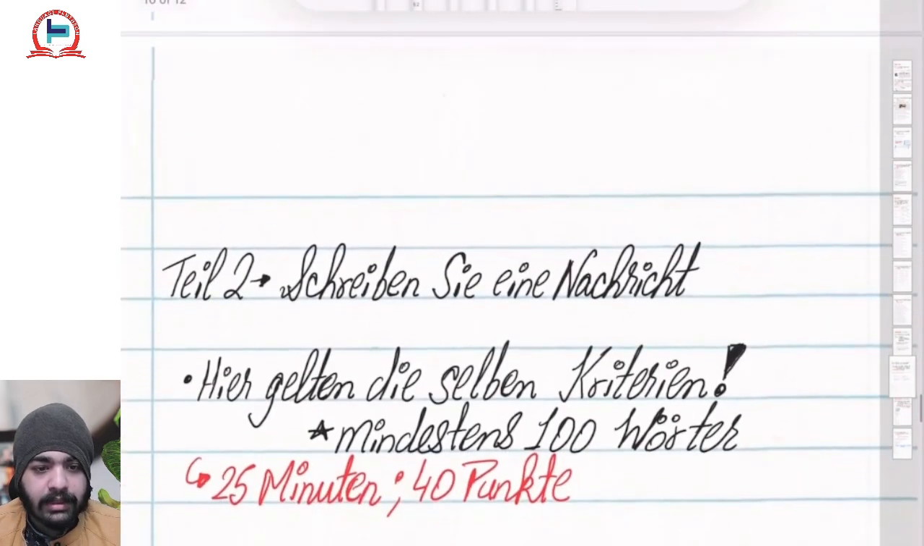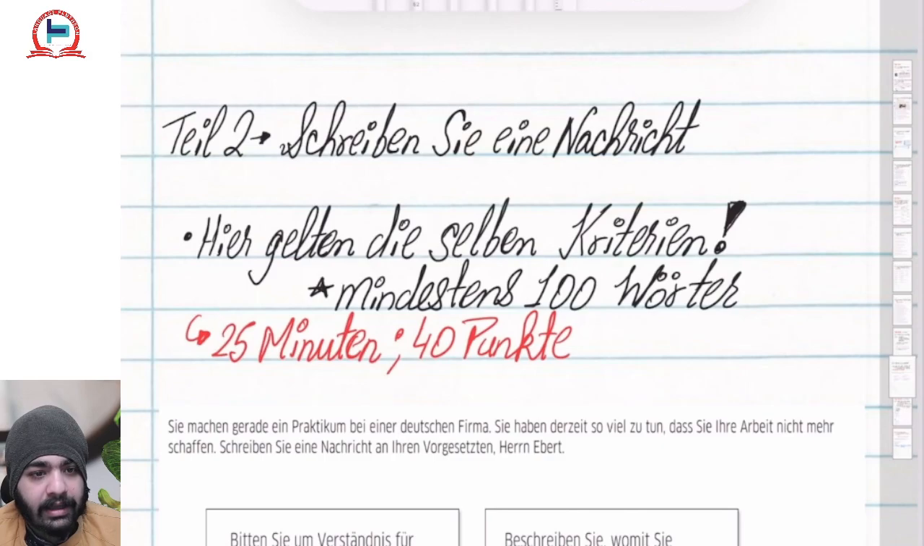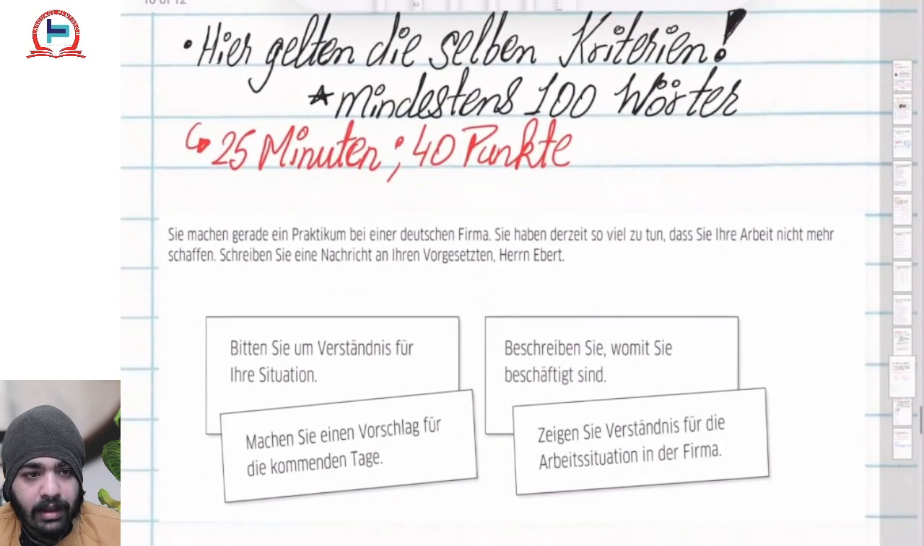Dann Teil 2. Schreiben Sie eine Nachricht. You have to write a message, mostly a formal letter. And here gelten dieselben Kriterien, the same criteria as Teil 1 für Checking, Korrektheit, Erfüllungsgrad und sprachliche Verknüpfung. The same criteria are valid here. And here you are supposed to write at least 100 words. And the suggested time is 25 minutes. And you can score a maximum of 40 here.